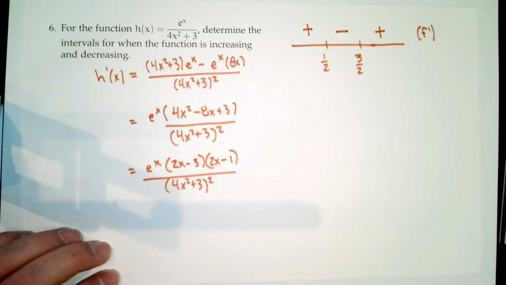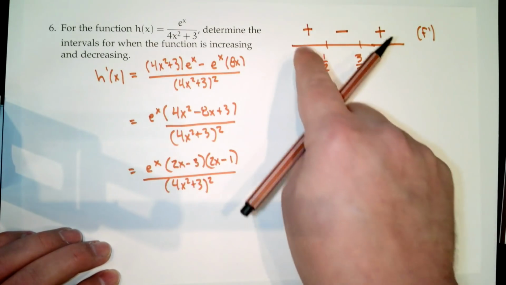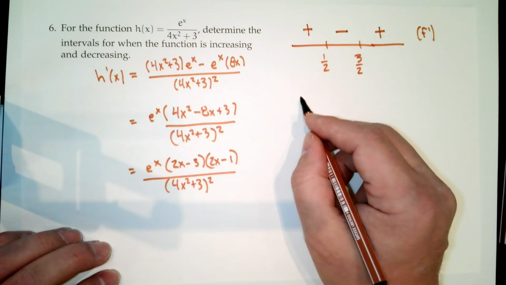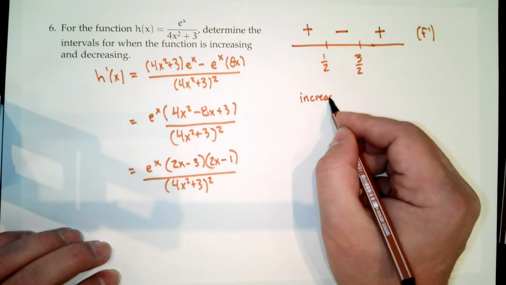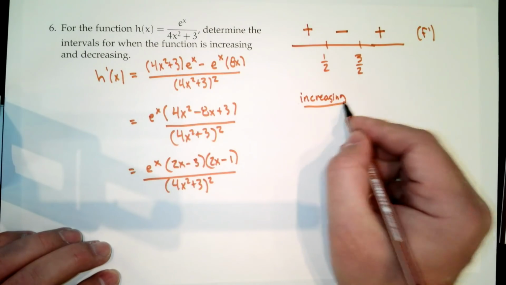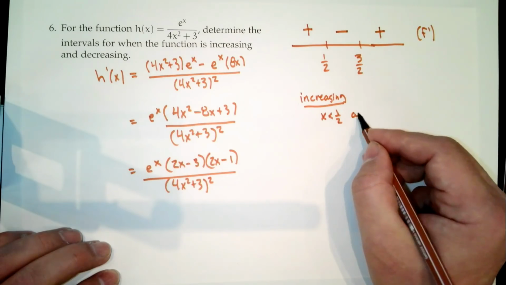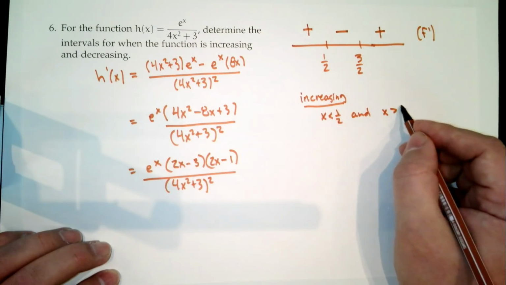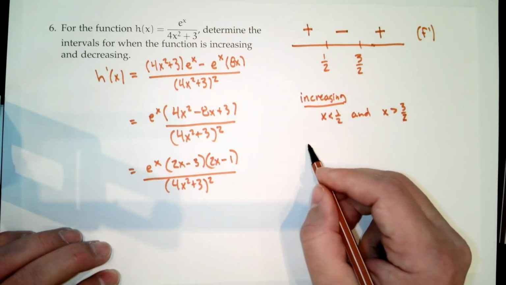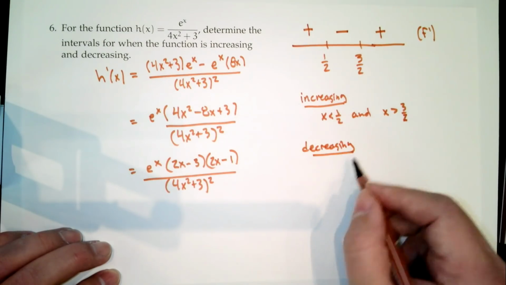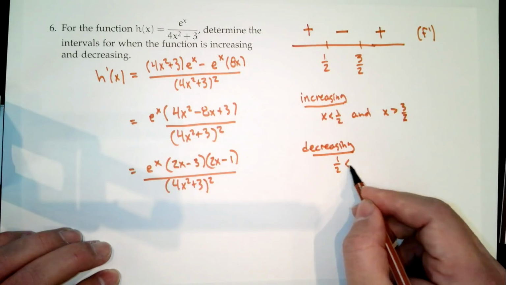All right. So now, remember, positive corresponds to increasing, negative to decreasing. So we can say that we are increasing in the following. If we are below 1 half and if we are above 3 halves. And we are decreasing in the following. If we are between 1 half and 3 halves.